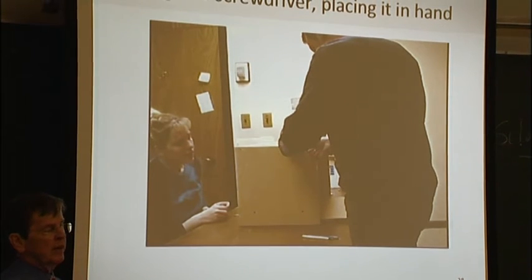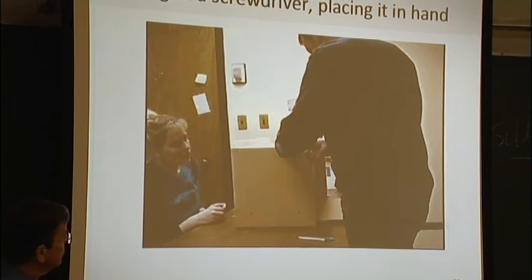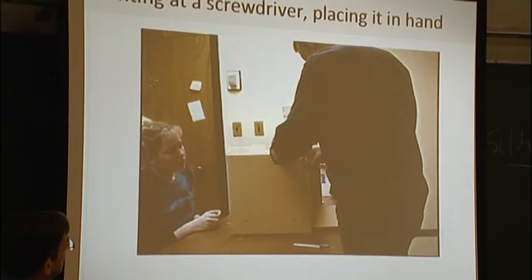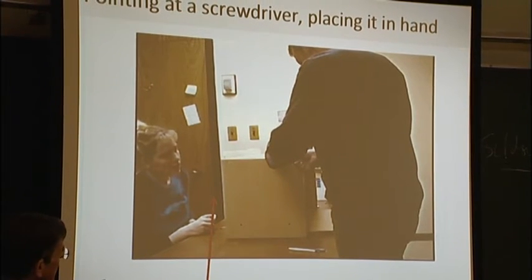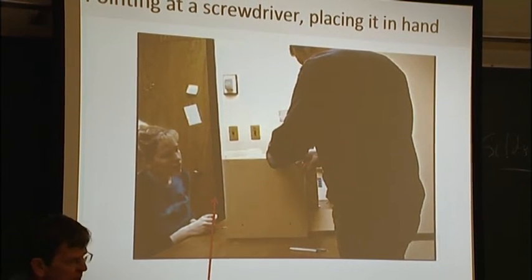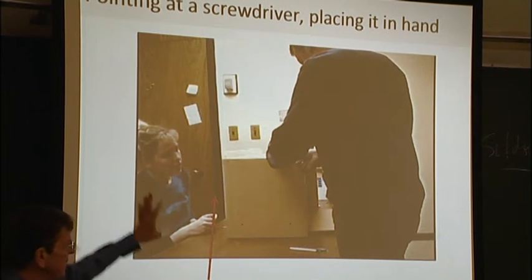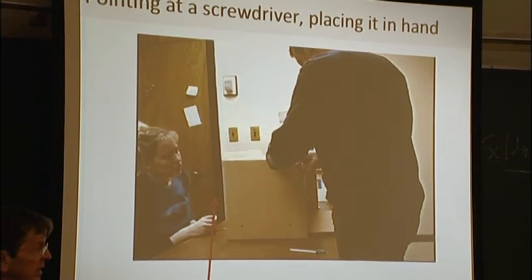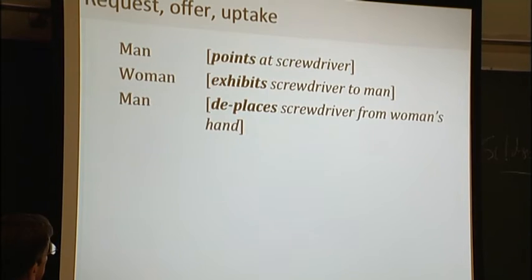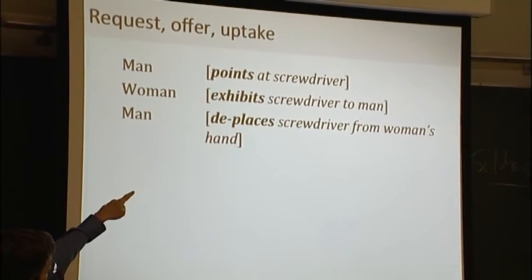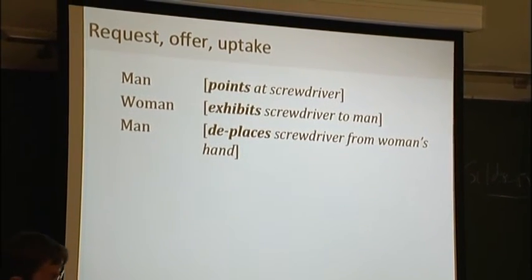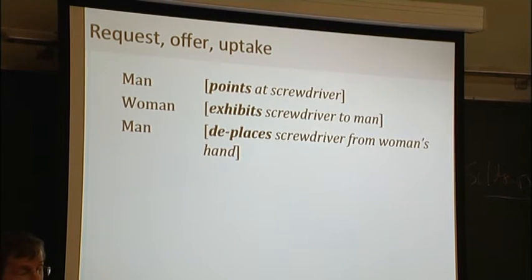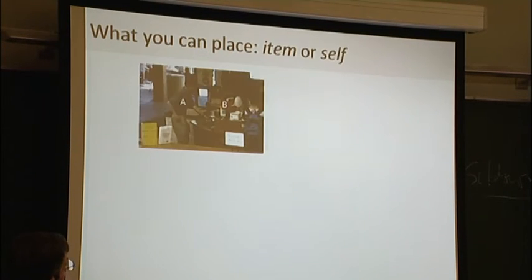That's a different kind of placement there, and I'm going to come back to these different forms of placement. The point is, these are just common things that we do in all these sorts of things as a way of getting things done. It's a kind of communication that's done. So he points at the screwdriver, she exhibits the screwdriver, she says, here it is, and then he deplaces it from her hand.